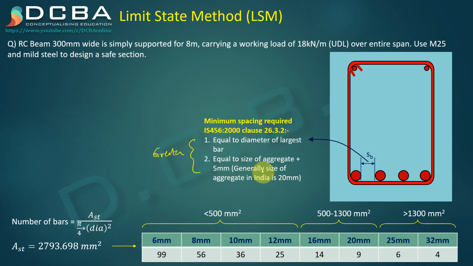And generally the aggregate size that we use in India is 20 mm. So 20 plus 5 will give us 25 mm. And the first clause, whichever bar dia you are using, either it is 32 or 25, whatever in this case, that is there. So the distance in between is dependent on these two criteria.